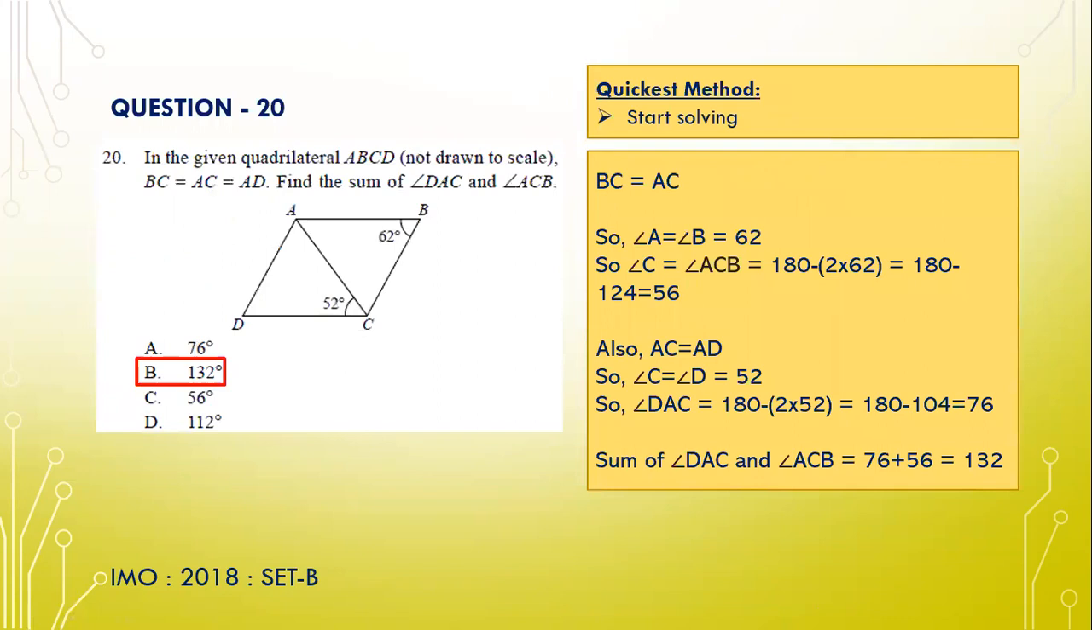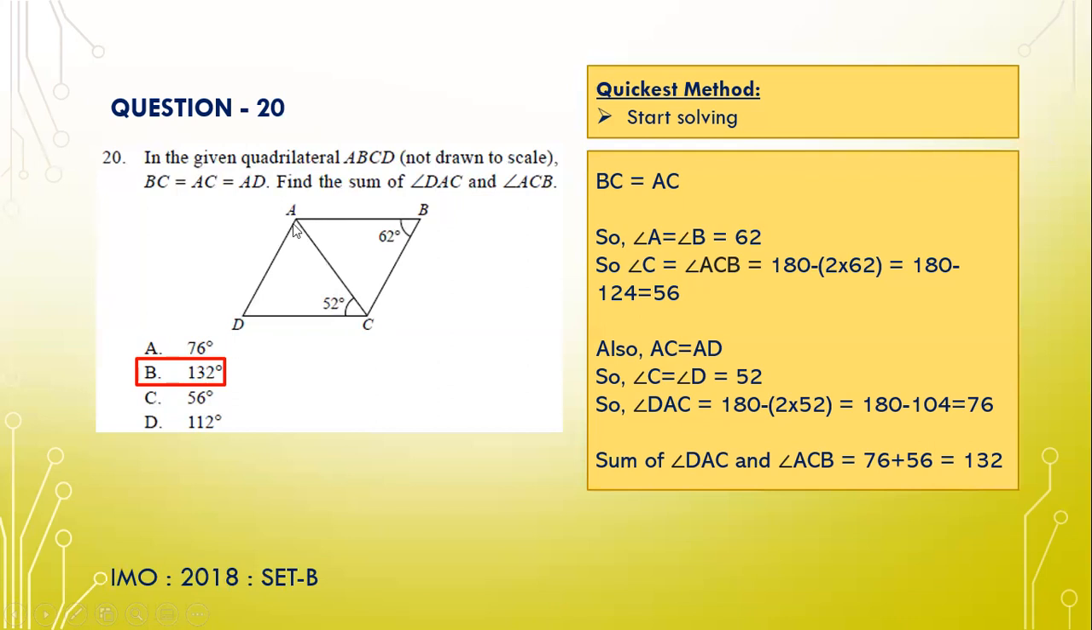Next one, in the given quadrilateral ABCD not drawn to scale, BC is equal to AC is equal to AD. Find the sum of angle DAC plus angle ACB. So now BC is equal to AC, isn't it? So these two angles should be the same. So angle A and angle B is 62. So in this triangle, if two angles are 62, what is the third angle? 180 minus 2 times 62, which is 56. So angle C here is 56.